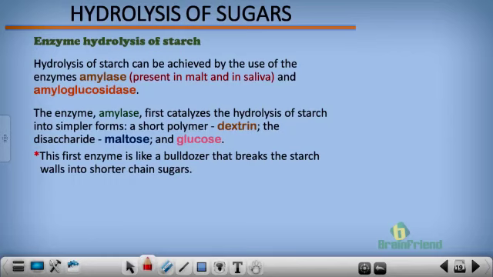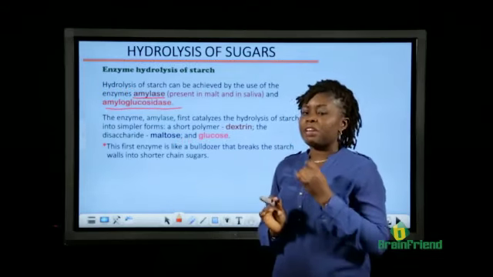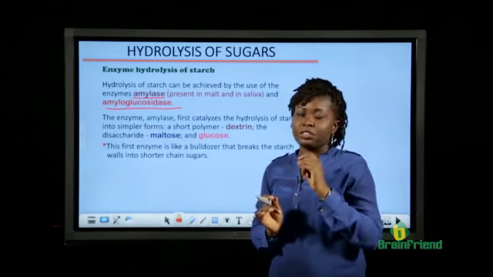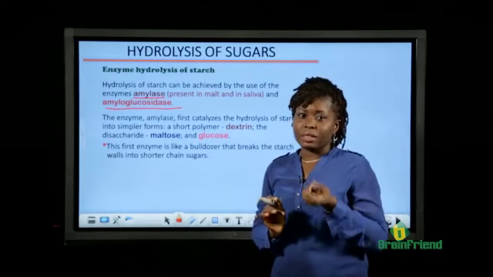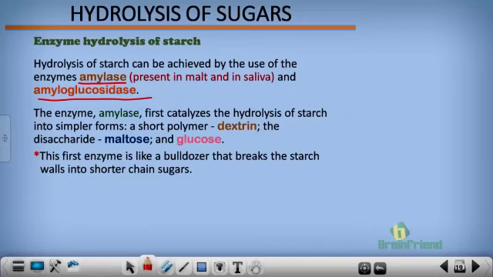Now, some enzymes are used to catalyze the hydrolysis of starch. They are amylase and amyloglucosidase. Amylase is present in malt and even in saliva. That is why when you eat starchy food, that enzyme is present in saliva to help break down that starchy food you've taken into glucose.